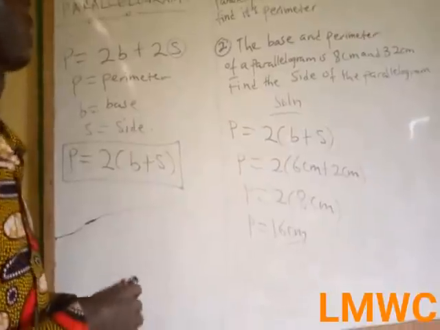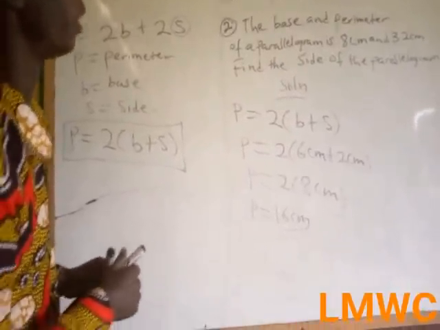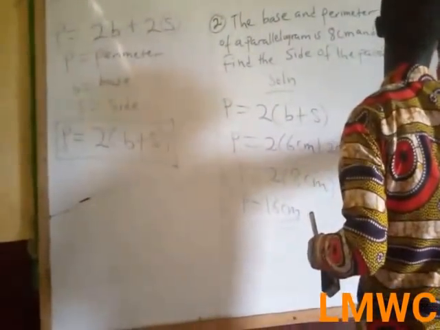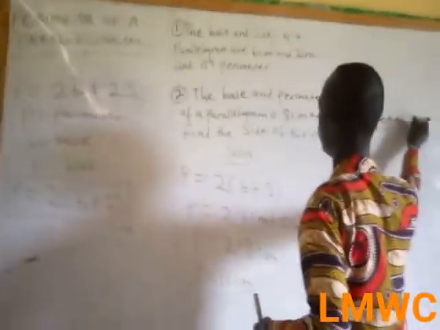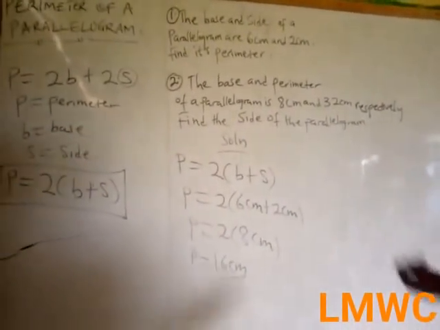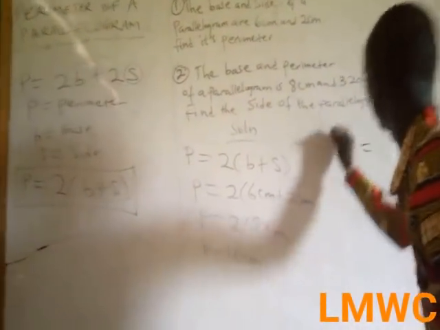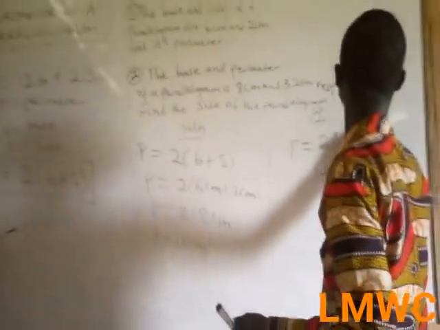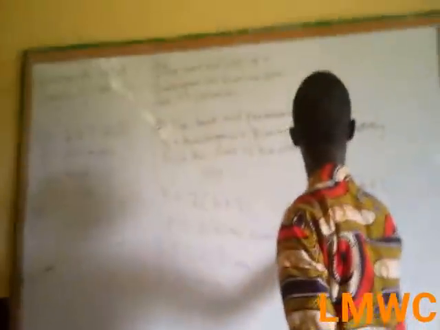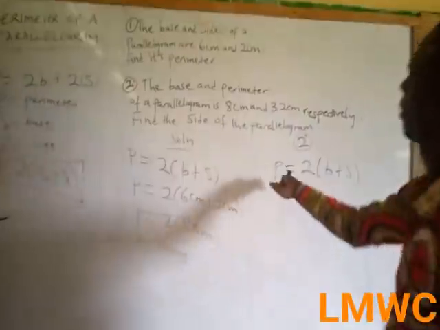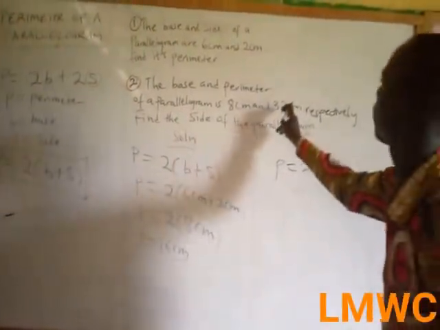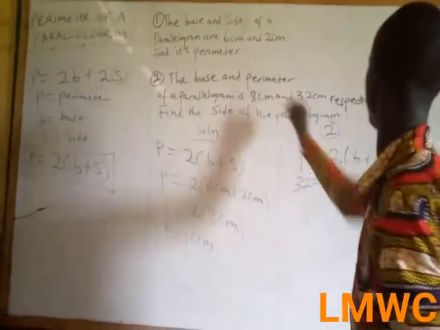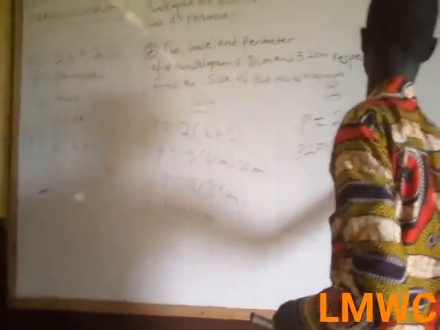Now, question 2. The base and perimeter of a parallelogram is 8 cm and 32 cm, respectively. Take notes. Find the side of the parallelogram. Now, we know the formula. So, this is question 2. We know the formula as P equals 2 times b plus s. What is the perimeter here? The perimeter, we have 32 equal to 2. What is the base? The base is 8, but we don't know the side.